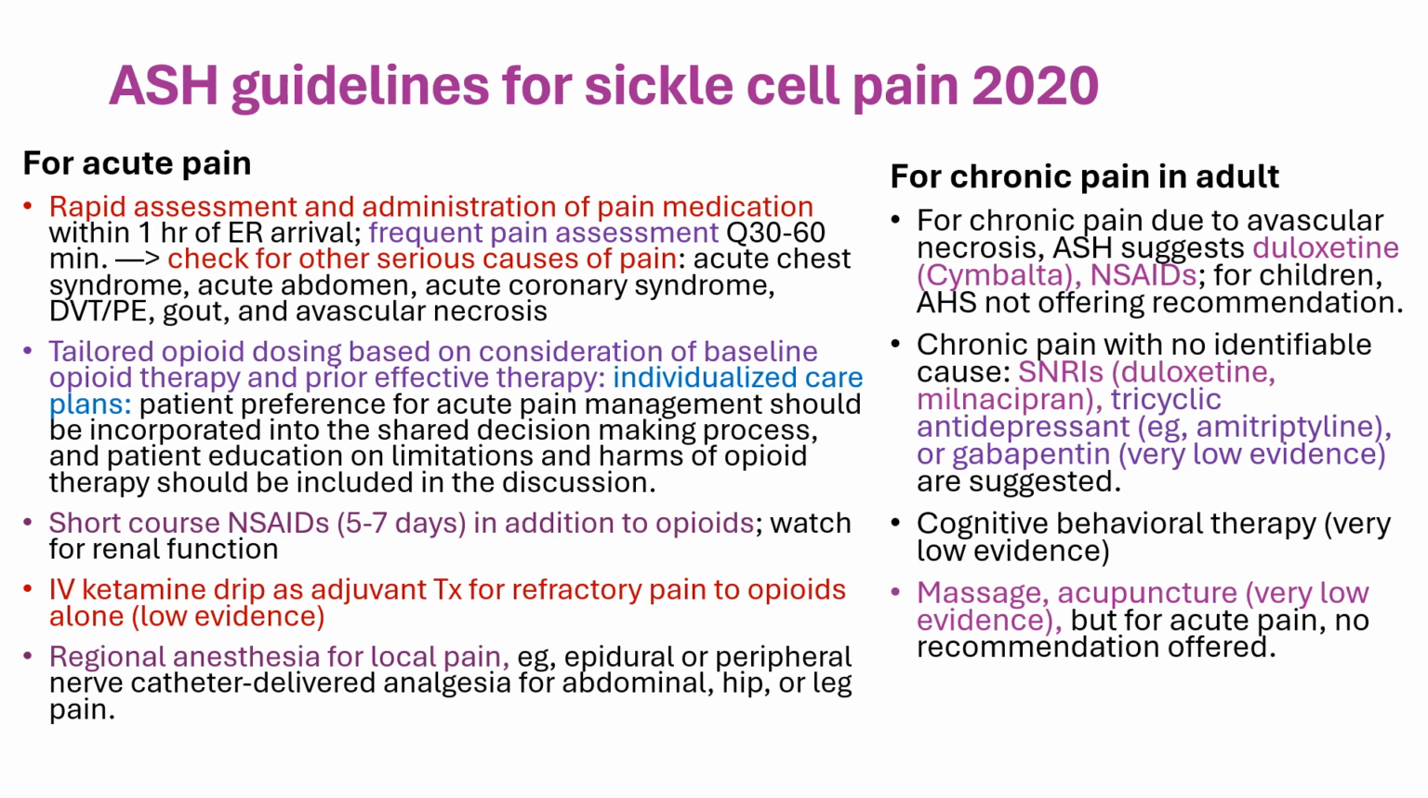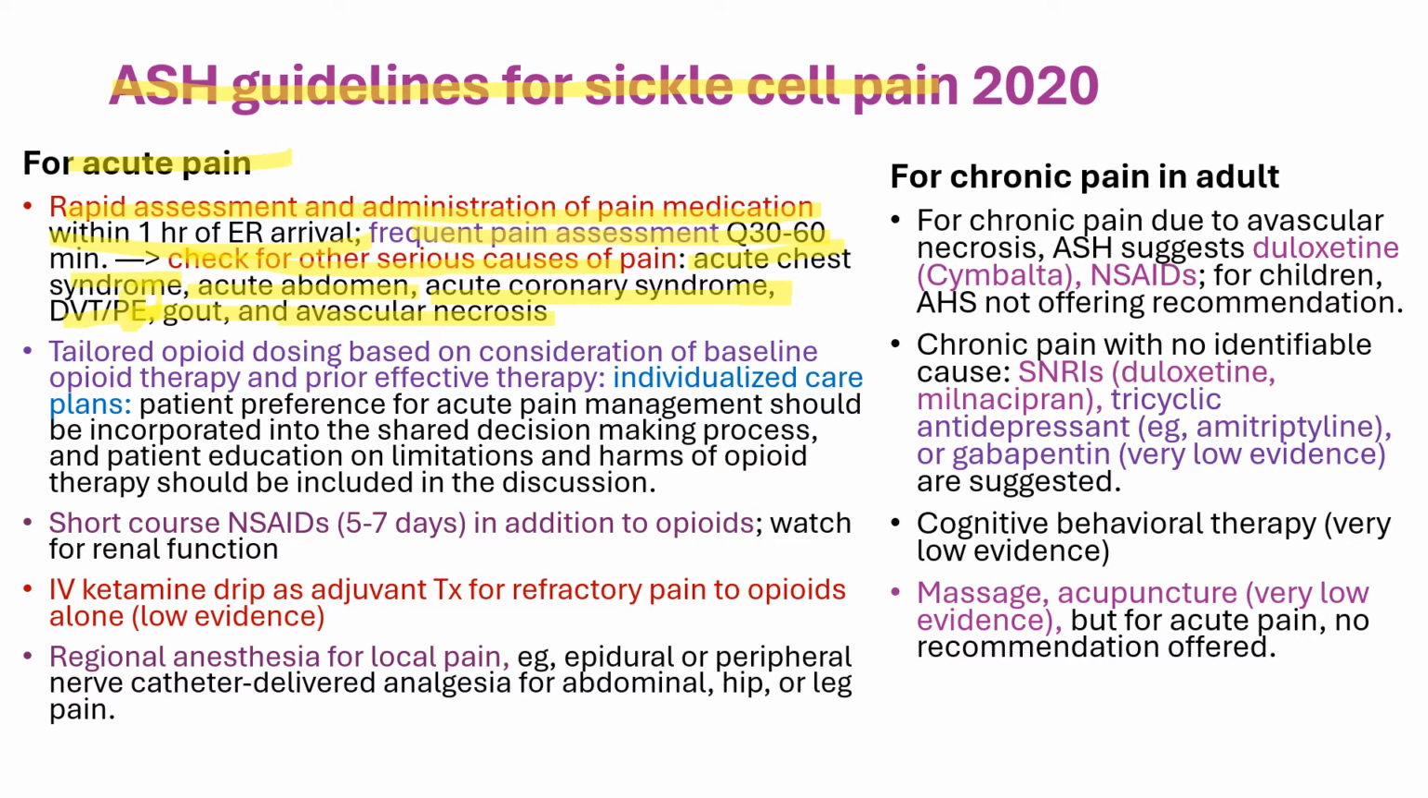Let's go over American Society of Hematology guidelines for sickle cell pain. For acute pain, the care provider has to make a rapid assessment and administer pain medication within 1 hour of ER arrival, with frequent pain assessment every 30 to 60 minutes. And also check for other sources of pain, like acute chest syndrome, acute abdomen like appendicitis, cholecystitis, acute coronary syndrome, myocardial infarction, PE, gout, and avascular necrosis.